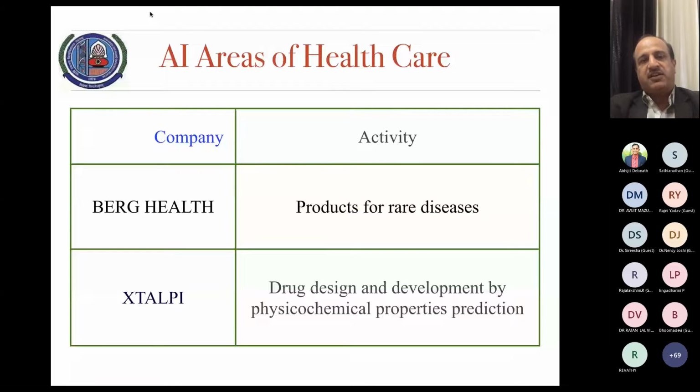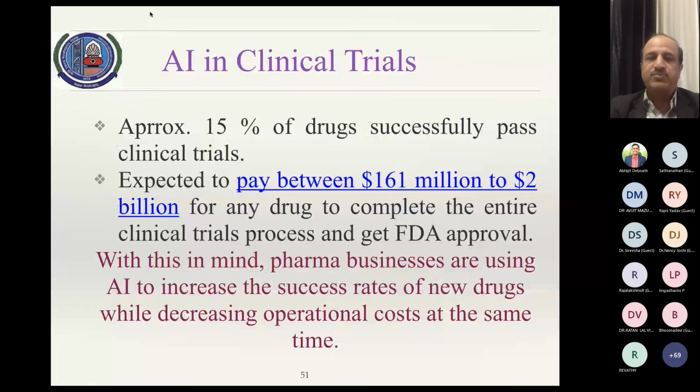If you come to clinical trials, only about 50% of the drugs successfully pass the trials. And a company has to pay $161 million to $200 million, up to $2 billion for any drug, and then it proceeds for FDA approval. So now they are using artificial intelligence to improve the success rate in clinical trials.